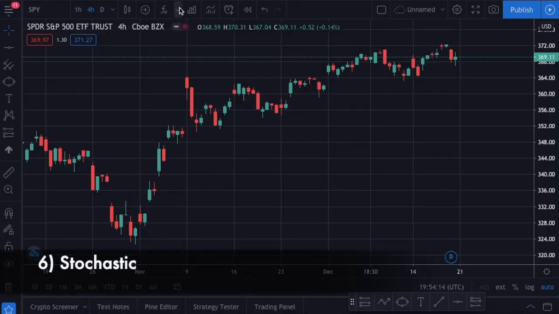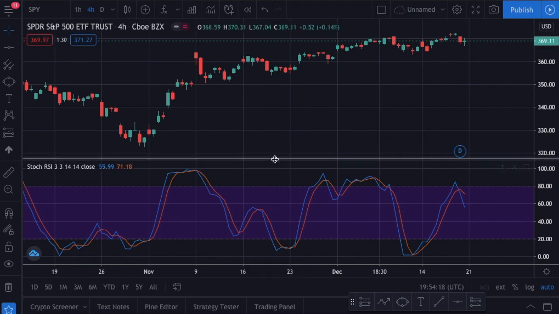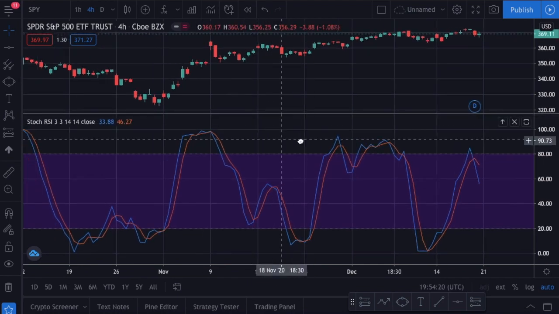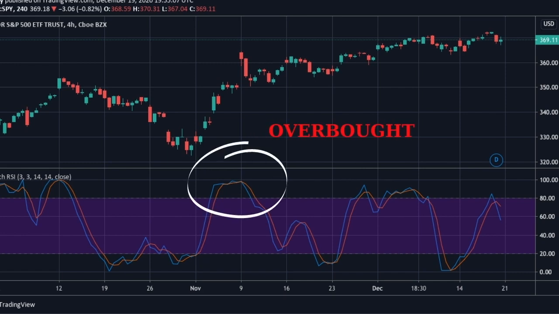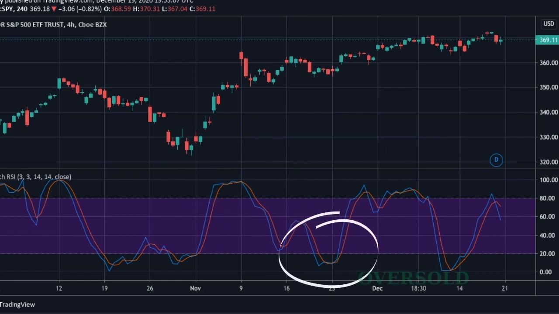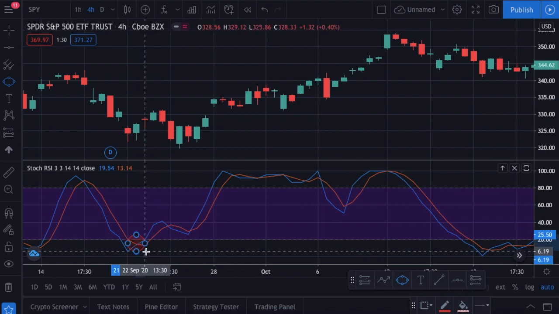Our sixth and the last indicator is the stochastic indicator. It has many similarities with the RSI indicator. Just like the RSI indicator, it also shows the overbought and oversold points. If the stochastic is over 80, it indicates the stock or the pair we are looking at is overbought. And as you can guess, it indicates the instrument is oversold, if the stochastic is below 20.